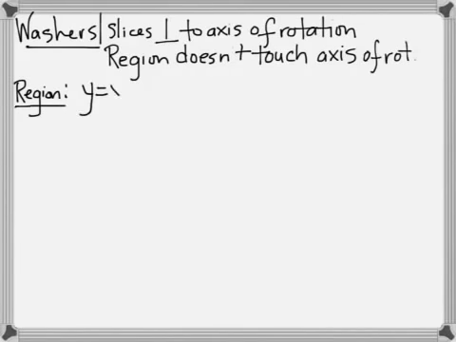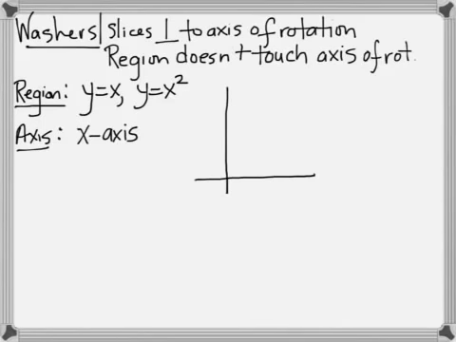Let's look at this one, though. So the region is y equals x and y equals x squared, and we're going to rotate around the x-axis. So that's not too difficult to draw. It looks something like this. So we've seen this before. Y equals x squared is a standard parabola. Y equals x is a line with slope 1, passes through the origin. So that's the region. That point up there where they cross is (1, 1). And we're going to rotate this around the x-axis.